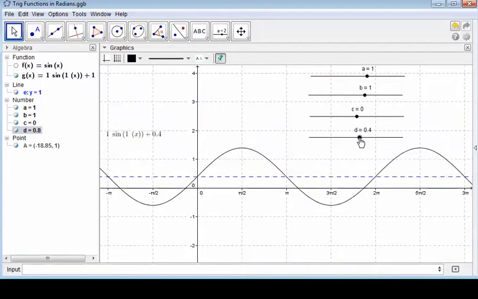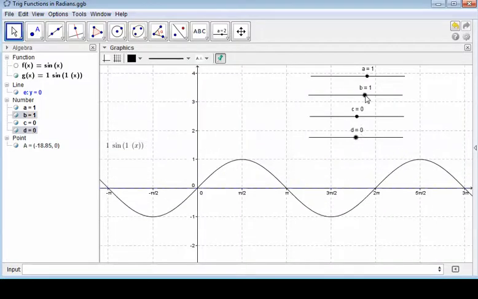If I change d back to 0, here's b. I'm going to change it to 2 now. Look at this key point here. Remember, this graph has a period of 2 pi. That means one complete wave. If you start here, you go up, down, and then 2 pi later you get back to the same starting position, and then it repeats. So the period of the wave is 2 pi.